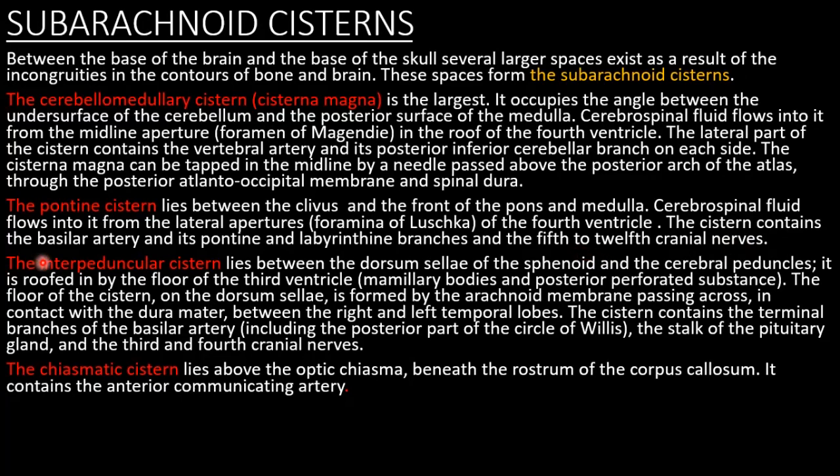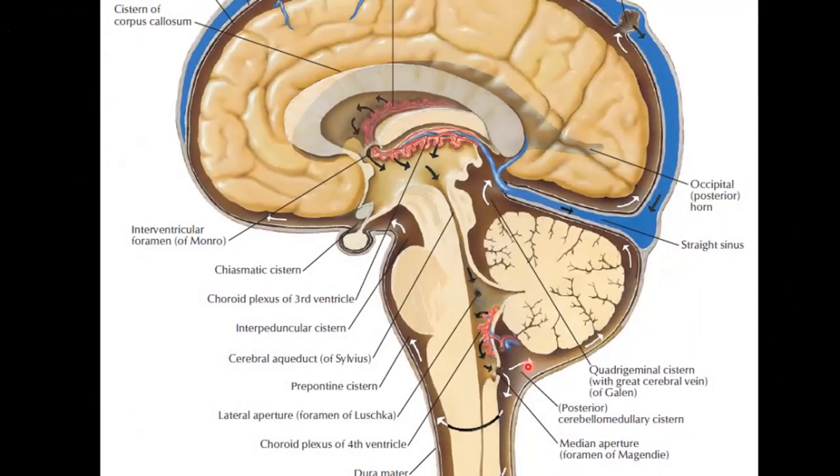brainstem. Interpeduncular cistern, this is a very important one, especially its boundaries. I urge you to go and look at its boundaries and contents. Okay. Then we also have the chiasmatic cistern, which lies above the optic chiasma, beneath the rostrum of the corpus callosum. It usually contains the anterior communicating artery. Okay. So here we are. This is the cisterna magna. You can see CSF from the fourth ventricle accesses the cisterna magna via the midline aperture of Magendie.